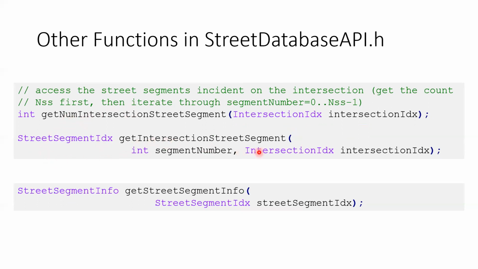Get intersection street segments. This takes a segment number and the intersection index, and it will get the specific street segment index. Then street segment info gets street segment info from the street segment index. So this is just a sequence of calls to obtain the street segment itself.